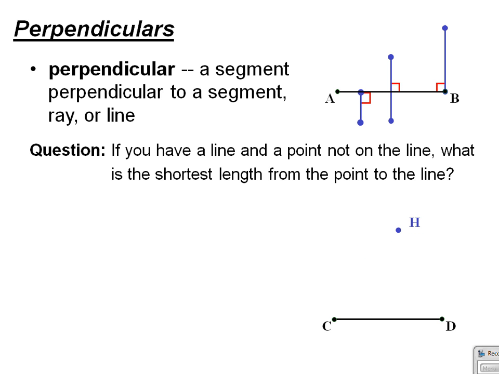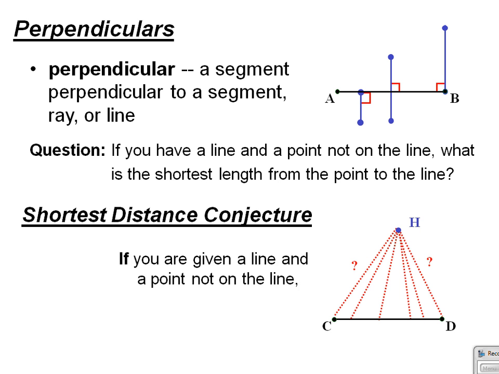Now, if you have a line and a point not on the line, what is the shortest length from the point to the line? For example, given in that diagram, point H and segment CD, what is the shortest distance from H to the segment? Well, we could certainly draw a line from point H to point C, or a line from point H to point D. But you'll notice actually that each of these lines that we draw somewhere to the segment gets closer and closer to the segment up until we get to the perpendicular itself.